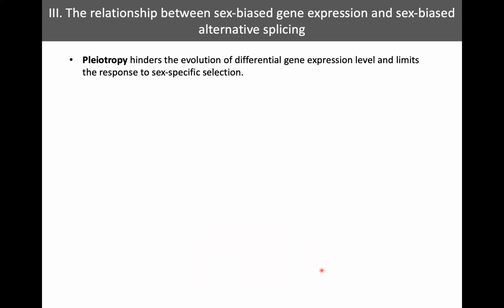Pleiotropy is where a gene performs several functions and affects multiple traits, and it's thought to hinder the evolution of differential gene expression level and limit the response to sex-specific selection. So genes with broad expression patterns, which is a proxy for pleiotropy, are known to be less likely to be differentially expressed. Alternative splicing might avoid pleiotropy and other constraints acting on gene expression level through the generation of distinct male and female isoforms, and we set out to test this.